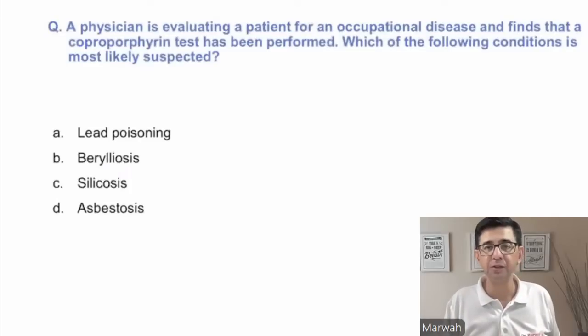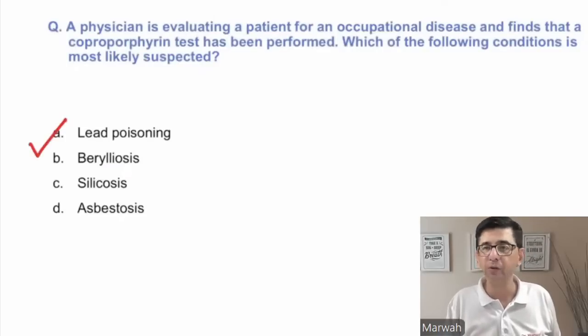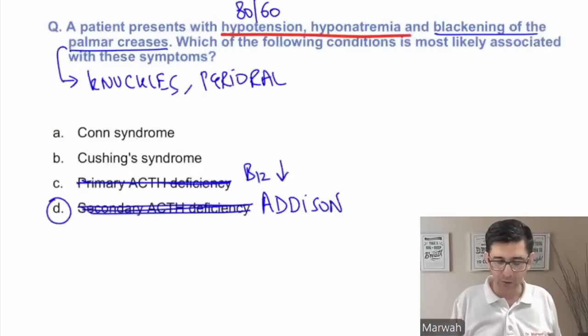And this was a physician evaluating a patient for an occupational disease, and coproporphyrin levels are elevated. That would be ALA. Yeah, I agree, there would be a separate one. So I'll just put a +1 for this, for the hyperpigmentation over the knuckles of the patient.